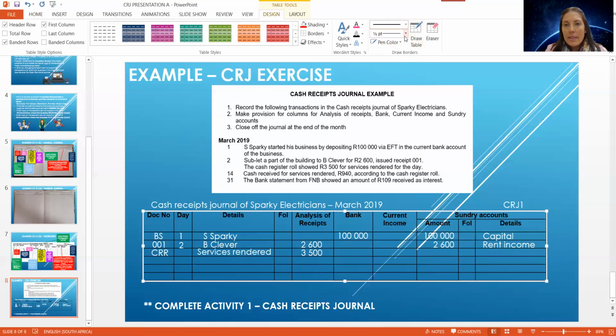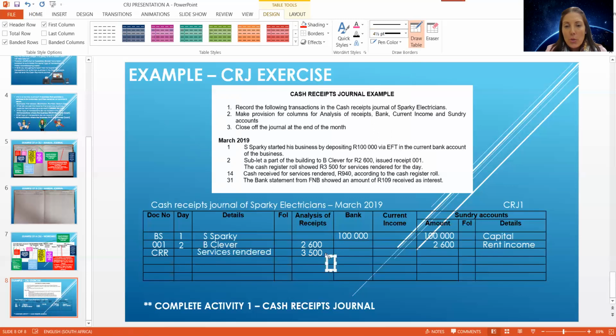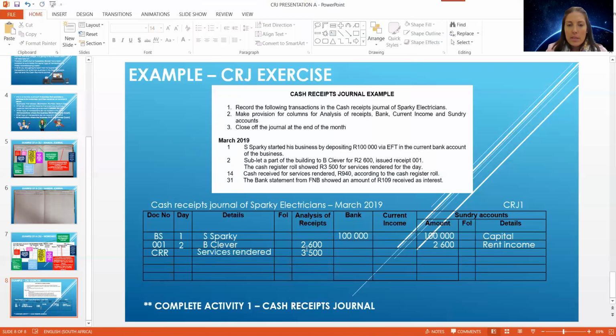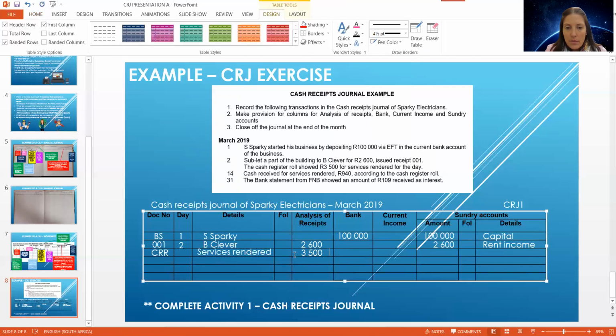We're going to draw a line at the end of the day. Just want to get a bigger, thicker pen to show that we are now closing the till. And we draw a line to show that we've now closed the till and we are taking the money out of the till and we're taking it to the bank.